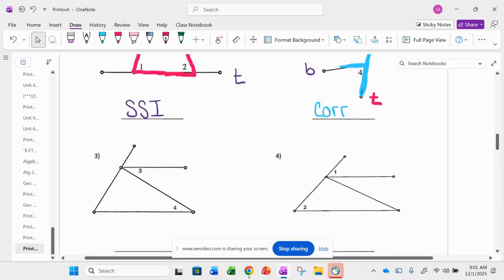Do you guys want to try number 3 on your own? All right, try number 3.